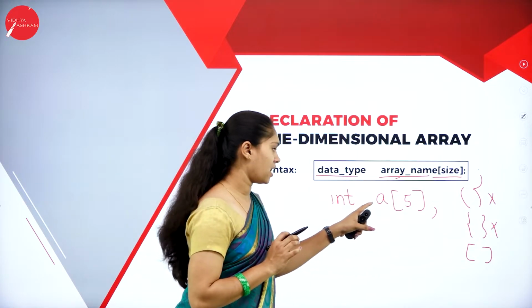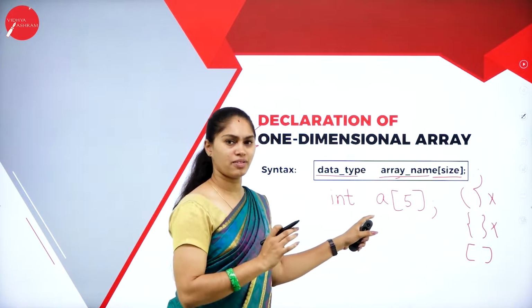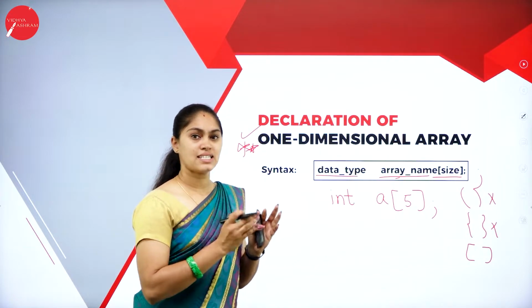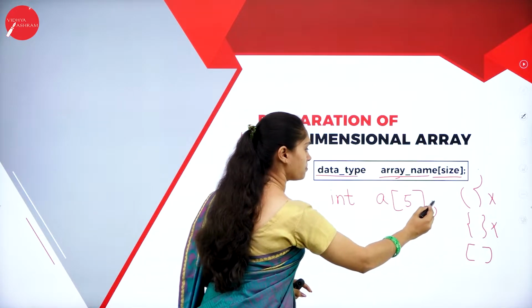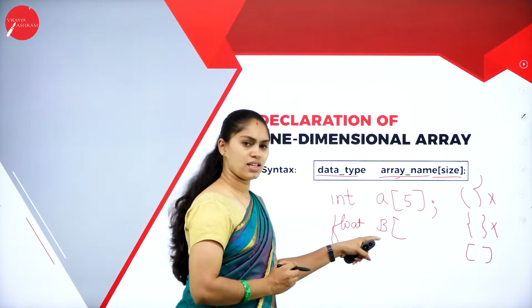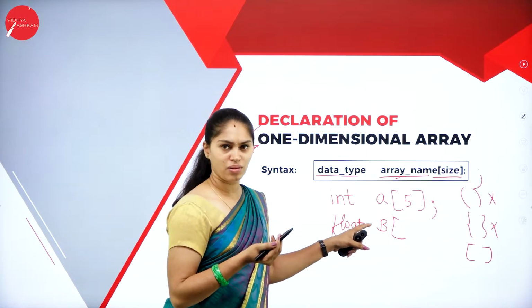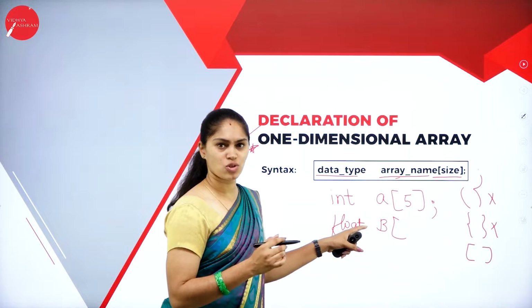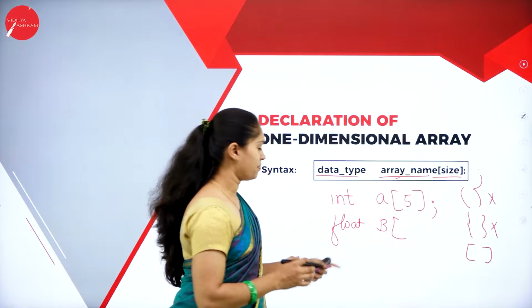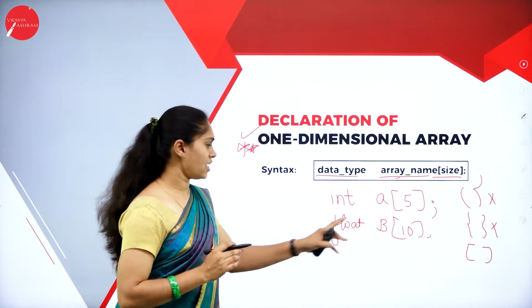That means this A, the name of an array, will hold up to 5 elements, not more than that. It will hold a maximum of 5 elements. For that purpose, we represent the size of the array, and at last a semicolon. In the same way, I can take float, capital B. And whatever name we give for an array should follow the rule of identifier. It should not be a number. It should not be preceded by a double underscore. Those kinds of things are not allowed when we are declaring the identifier. So B of 10 will hold up to 10 elements in this B array.